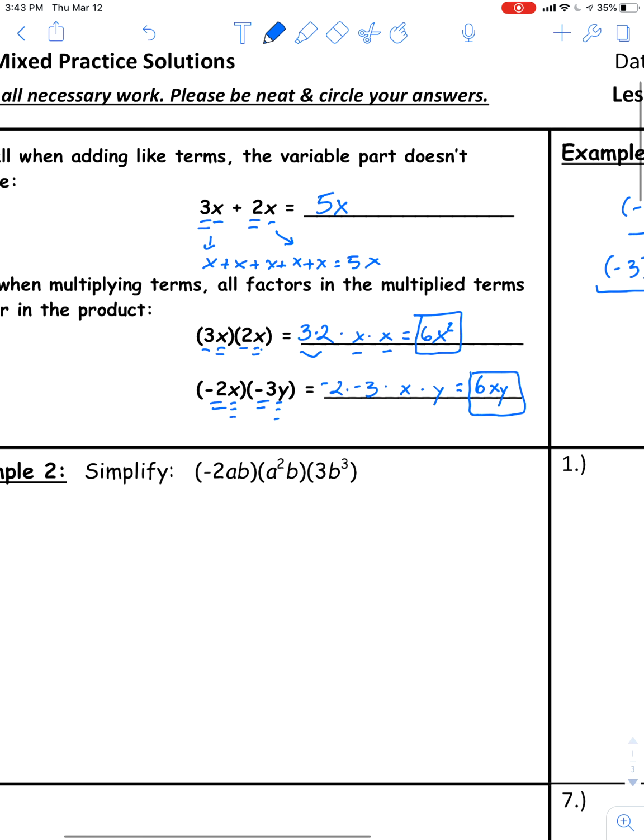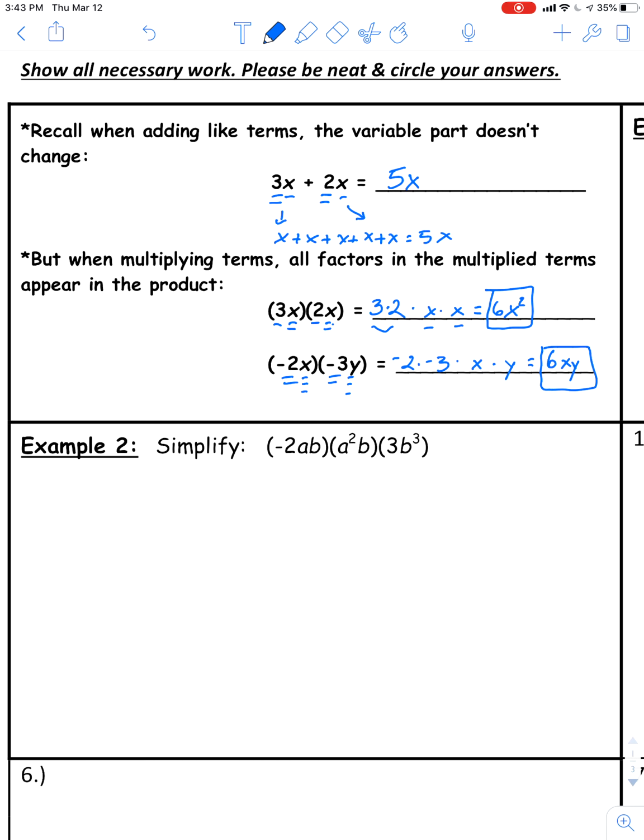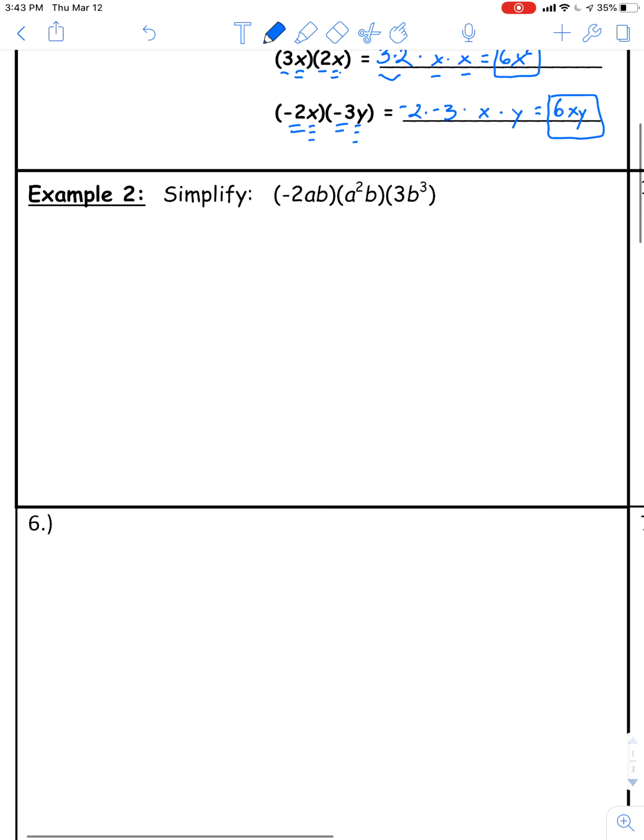Example 2, we have 2 variables here that we're looking at. We've got a and b. Some of them are squared, some of them are cubed. So let's take a look at how we're going to do this. So I'm going to pull out, first of all, my coefficients. I don't have a coefficient here with this a, do I? But we said that when there is no coefficient, we make sure that we know that it's a 1, correct? So let's pull those out.